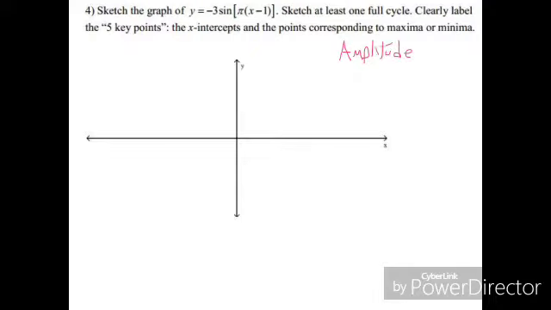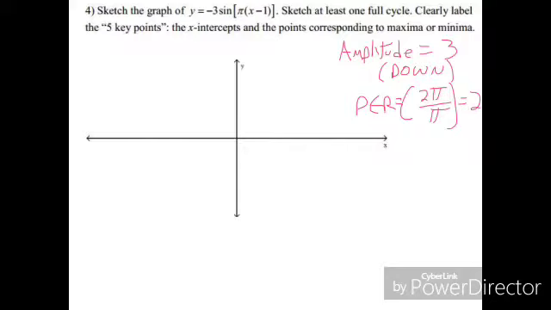There we go. It's going to be 3. But go down first because of the negative. The period is the normal period of 2 pi divided by the coefficient of x. So we get a period of 2. So it's 2 pi divided by this guy.